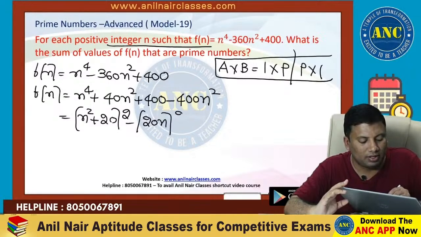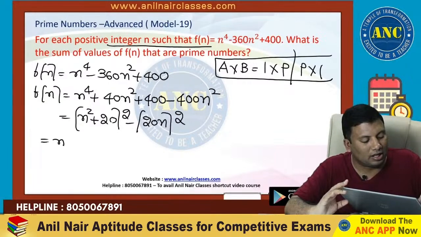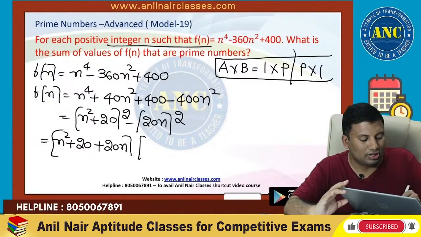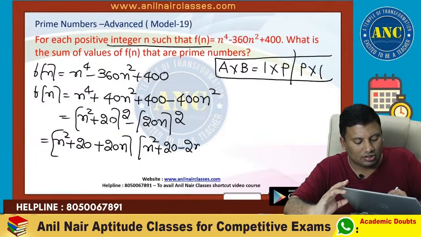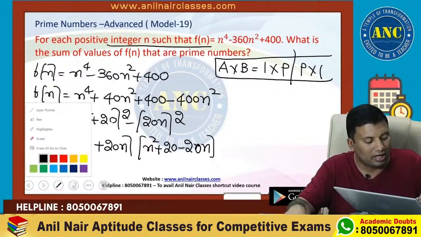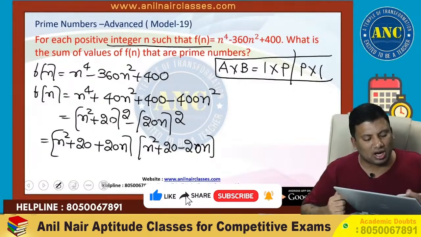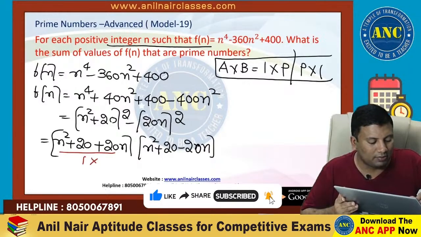Are you all with me? This is nothing but n square plus 20 plus 20n, into n square plus 20 minus 20n. I hope 1 into p or p into 1. Already we did it. Once you get the idea, the most complex questions will also become easy. 1 into p or p into 1.